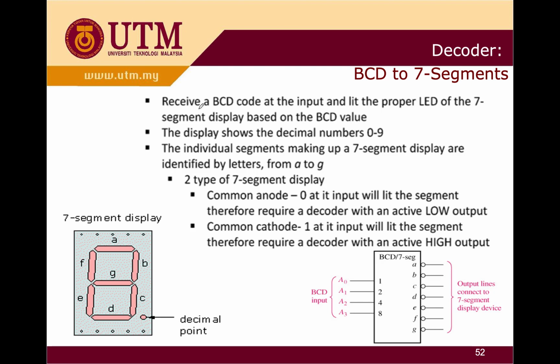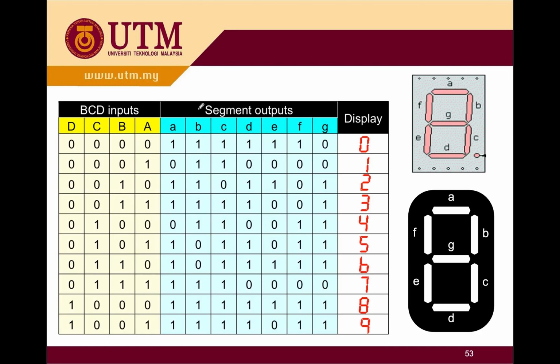So this is BCD to 7 segments. You normally use it in your calculator. So this is how it looks like. Sometimes also there is a watch that uses the 7 segment display, right? So you can try go through and read all the detail. And this is the output truth table. You can see what you're going to get for the display.